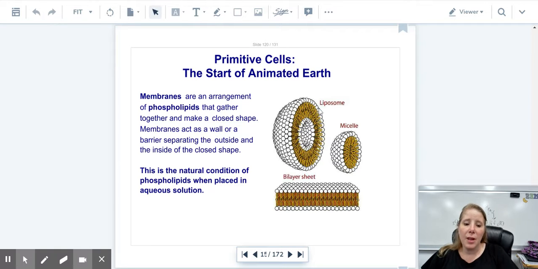So before they became a liposome, they were a bilayer sheet. And after a bilayer sheet, then they became these little micelles, and then we got liposomes. So they acted as a barrier from the outside, and they enclosed the shape, and this is how we eventually got the first cell membranes, and then eventually things occurred to where we could get the other organelles.